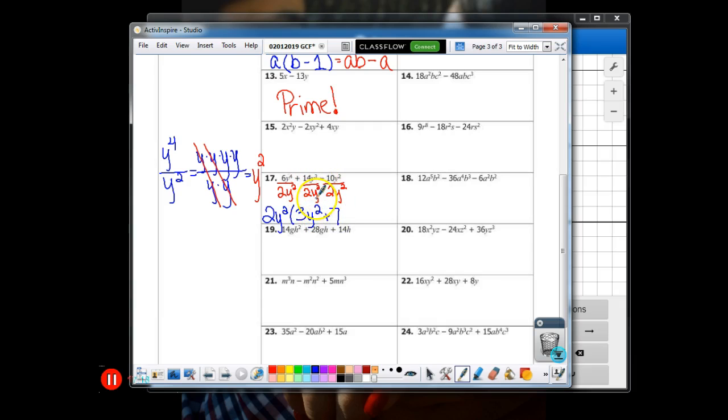And 14 divided by 2 is 7. And y cubed divided by y squared. Remember, if I'm dividing exponents, then I need to subtract the exponents. So 3 minus 2 would be 1, or y to the first power, which is just y. And then 10 divided by 2 is 5. And y squared divided by y squared cancels out. So this is it, and this would be your answer.